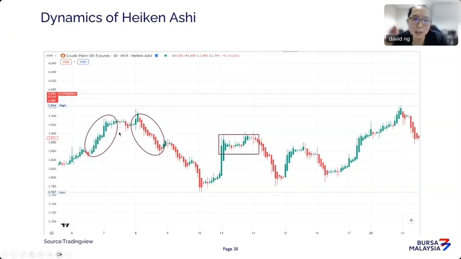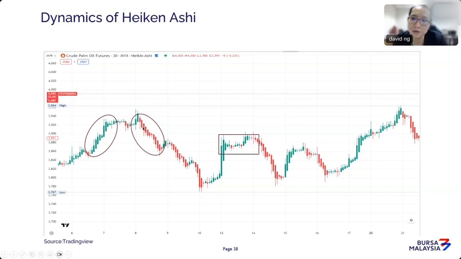Now, when it comes to this point here, you can start to see the bodies of the candles are getting smaller, and you can see a series of red and green. When you see this type of scenario, that means the market trend is weakening. So if you are in a long position in the market, you should be out of the market.